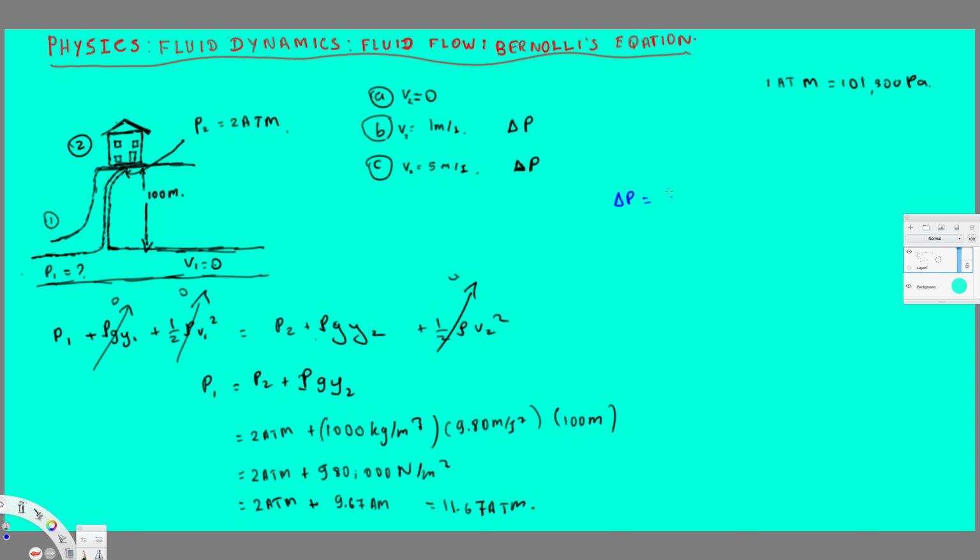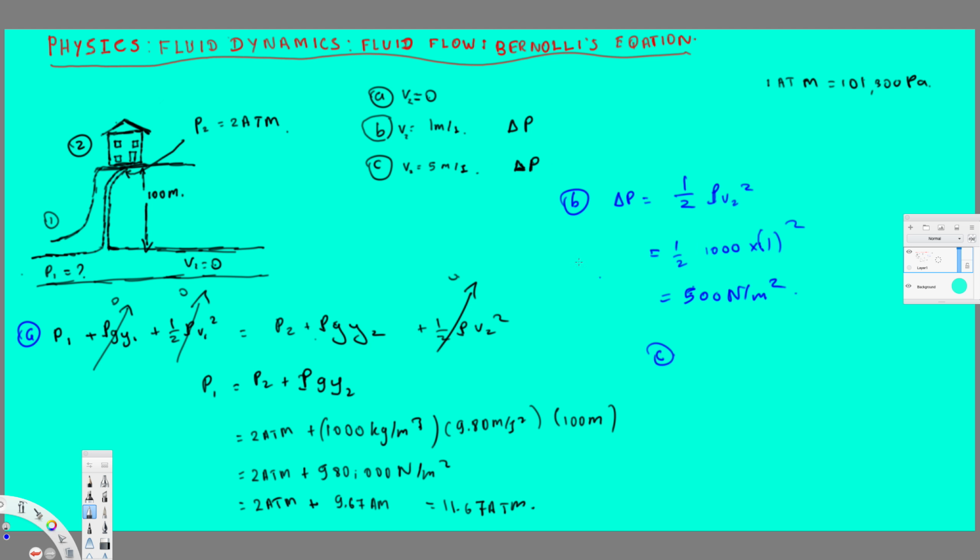That's going to be equal to only the new dynamic pressure, that is half rho v2 squared. So half times rho, 1000, times v2, which is provided as 1, so 1 squared, that gives us 500 Newtons per meter squared. That is the new pressure change when the pipe is open. So this is part B, and that was part A.